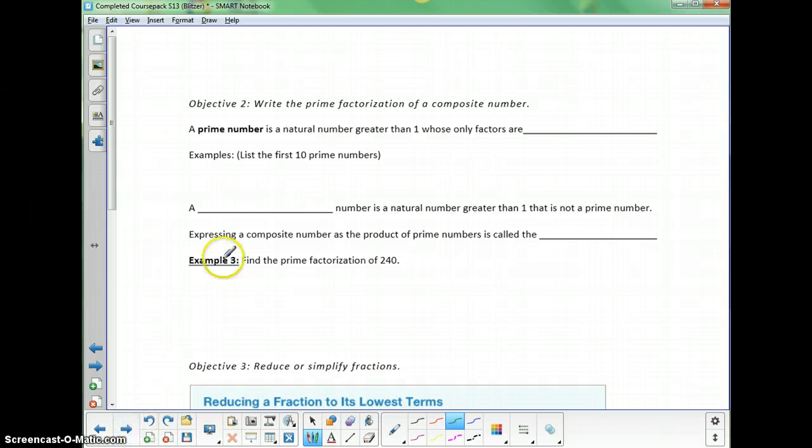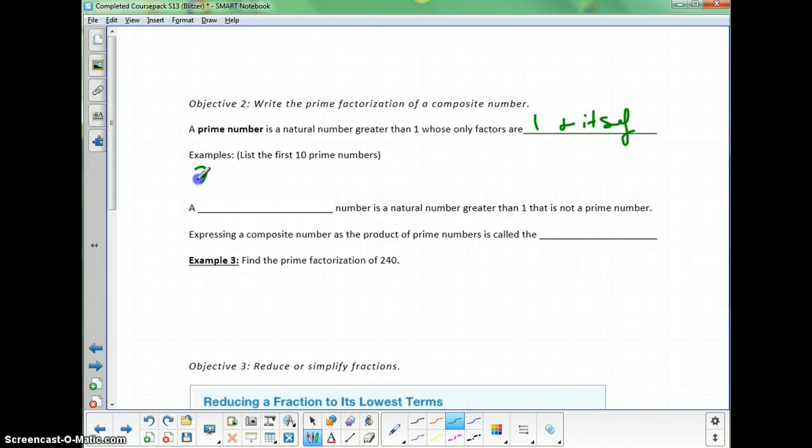For the next objective, we're going to write the prime factorization of a composite number. The first definition is a prime number is a natural number greater than 1 whose only factors are 1 and itself. So, for examples, we're going to list the first 10 prime numbers. 1 is actually not considered prime.